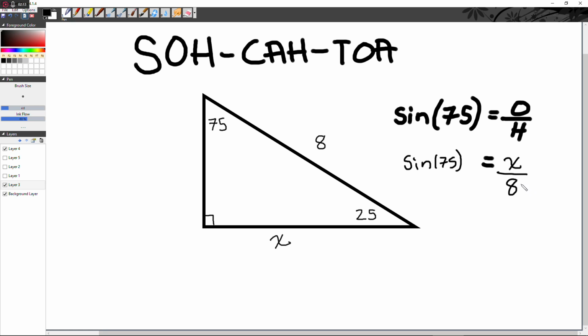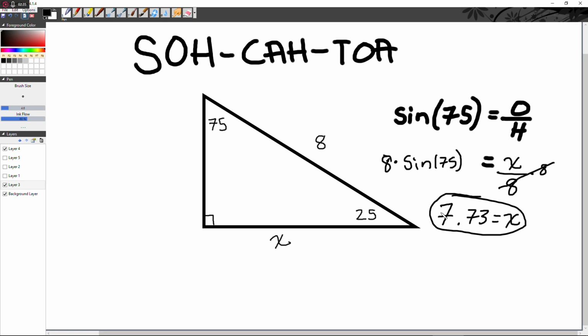To solve for x, I'm going to get rid of that 8 on that side by multiplying both sides by 8. So now 8 times the sine of 75 equals x. If you type that in on your calculator, I believe you're going to get 7.73 equals x if we round to the nearest hundredth.